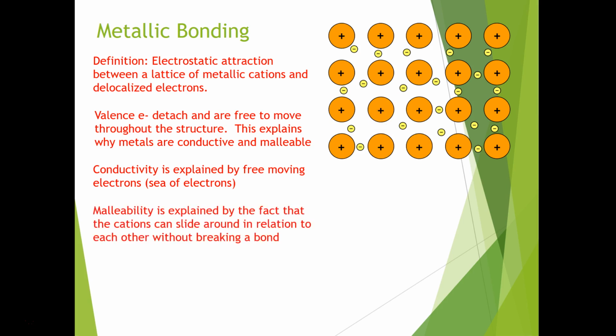And the malleability is explained by the fact that the cations can move around in relation to one another without actually breaking a bond. So if you smash that metal with a hammer, unlike an ionic compound where you'll actually separate the ions, in the metal, the ions can actually slide around. So when you smash it with a hammer, it would just dent instead of breaking.